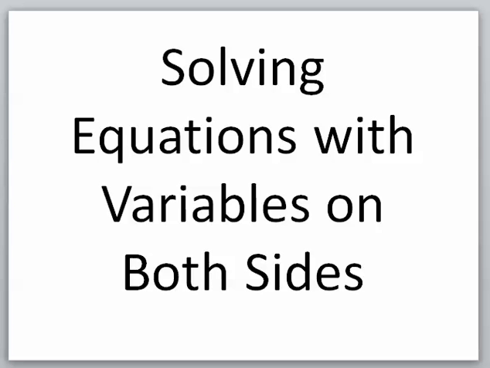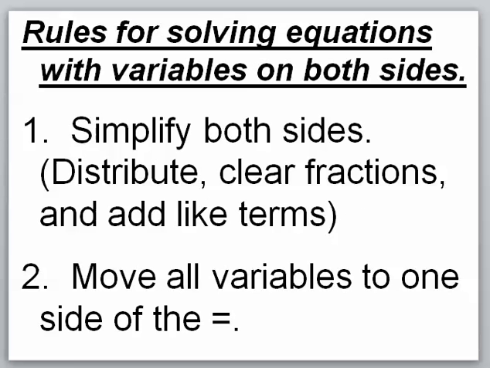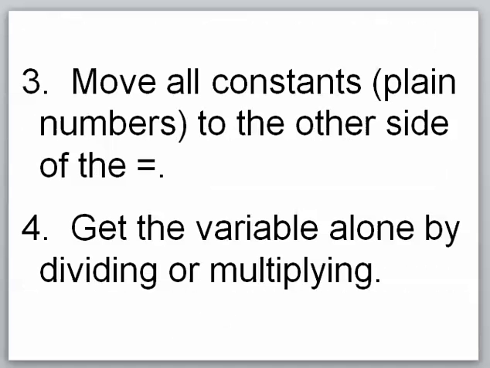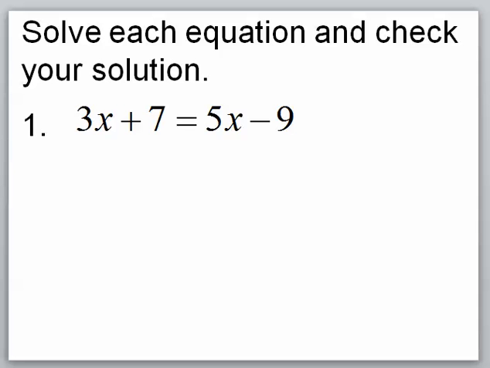Alright, today we're going to start looking at problems where we have variables on both sides of the equations. When you have variables on both sides, we need to simplify both sides by distributing, clearing fractions, and adding like terms. Once we've done that, we'll move all the variables to one side of the equals and all the constants to the other side of the equals. The last thing we'll do is divide and multiply to get the variable by itself. So let's go ahead and get down to some of these problems.